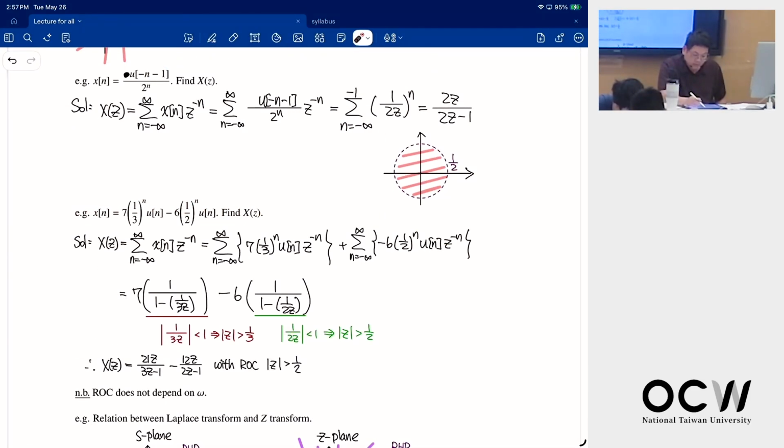So here you can see that the region of convergence does not depend on omega. You can think that if z is e to the j omega something, then it doesn't depend on omega. We will also see that in 2 minutes. Okay.